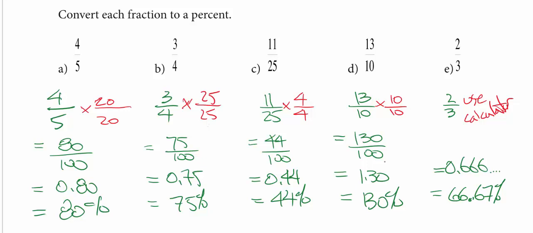Again, it depends on what instructions are given to you. How many decimal places are you expected to report that to? 2/3 could be 66.7% or 66.6667%, depending on what the instructions are in the particular question you're dealing with. In fact, you can take any of these fractions and just use a calculator and divide the numerator by the denominator, and you'll get the equivalent decimal to that fraction, and then multiply that by 100% to get the percentage equivalent.